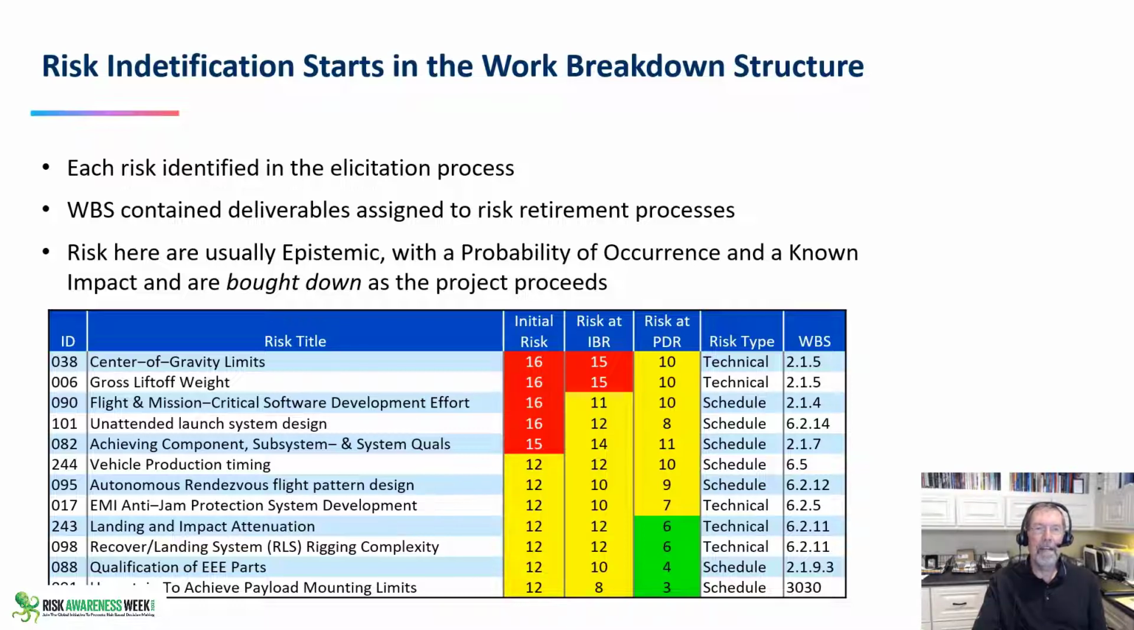So we need to have a chart like this from the WBS. Over here are the WBS numbers and what they're going to impact. This is a technical impact. This is a schedule impact. And what is my initial risk? Some scoring system. And what is the risk at the integrated baseline review?